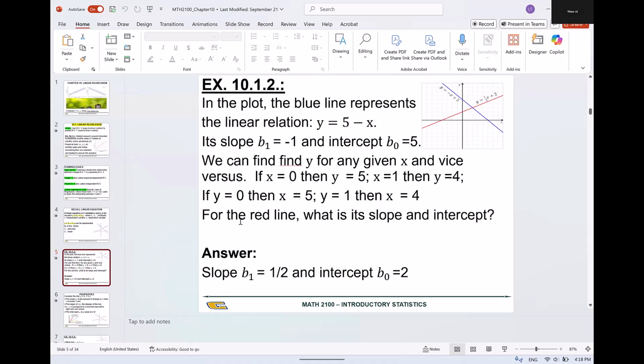So the question for you is, for example, if you look at the red line, what is the slope and intercept here? The red line is y equals half x plus 2, right? And the answer here, you just rearrange in this fashion: B naught plus B1x. So B naught is something not tied to x, which is 2, which is your intercept. And the slope is something tied with x, which is half here. And similarly, if I give you an x, you should be able to find the y too, or vice versa.